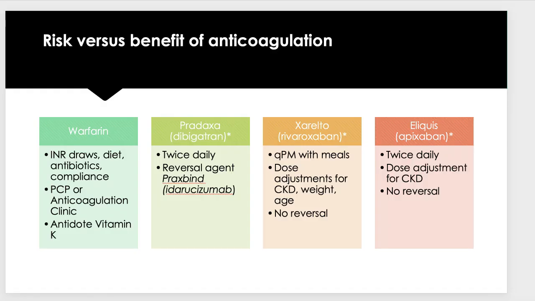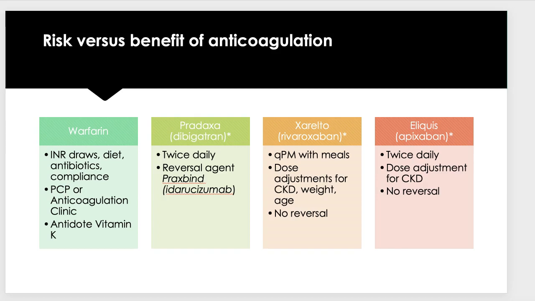So once you have determined if a patient would benefit from anticoagulation, we're looking for patients that have a CHADS-2 VASc score of 2 or above. These patients should be on long-term anticoagulation. Then we need to decide what medication would work best for these patients. We have warfarin, Pradaxa, Xarelto, and Eliquis. Pradaxa, Xarelto, and Eliquis are the new novel agents.